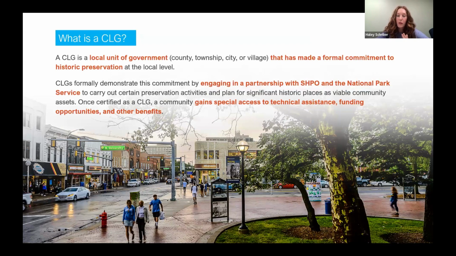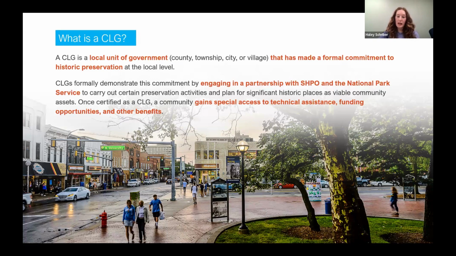And now that you know how and when the program started, you might be wondering, what is a CLG? A CLG is a local unit of government, so that can mean county, township, city, or village that has made a formal commitment to historic preservation at the local level. Our CLGs have enrolled in the program so that they can formally engage in preservation planning. And our goal really is to meet the community at whatever level they are at.